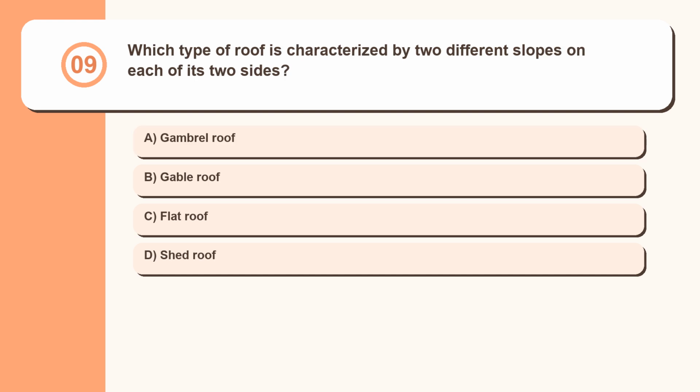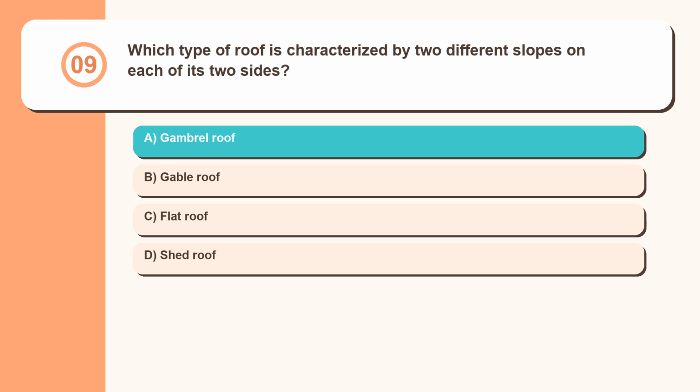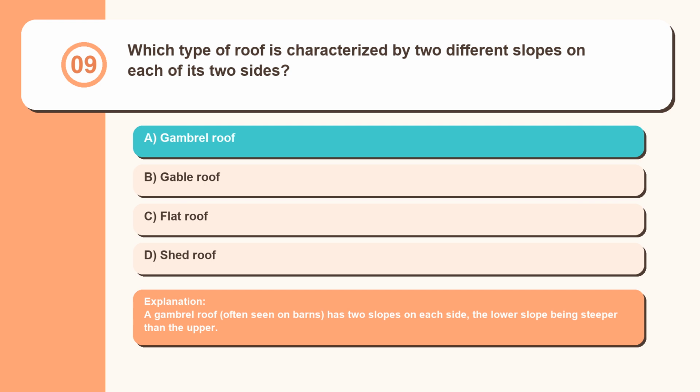Question 9. Which type of roof is characterized by two different slopes on each of its two sides? Gambrel roof, gable roof, flat roof, shed roof. A gambrel roof, often seen on barns, has two slopes on each side, the lower slope being steeper than the upper.